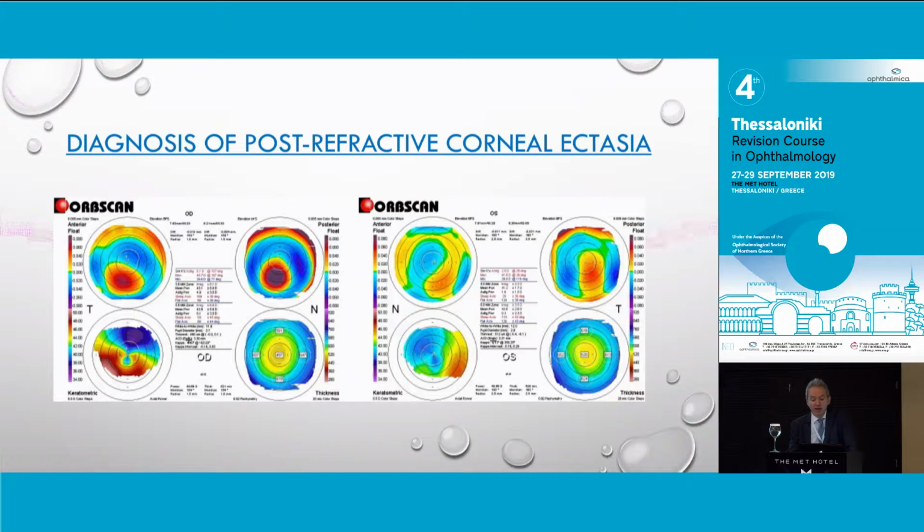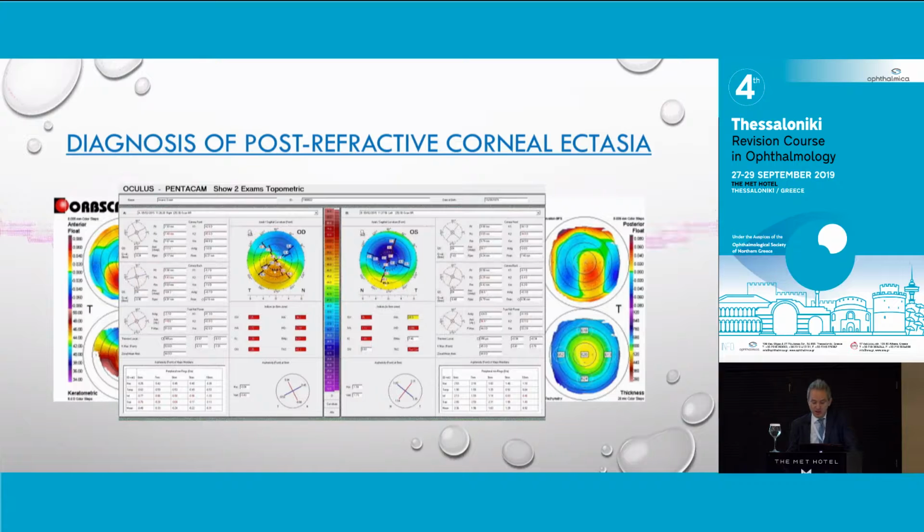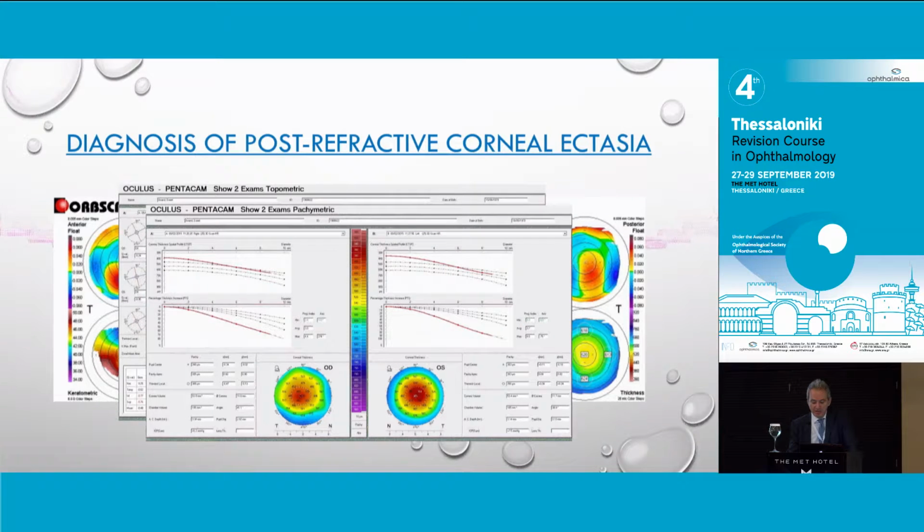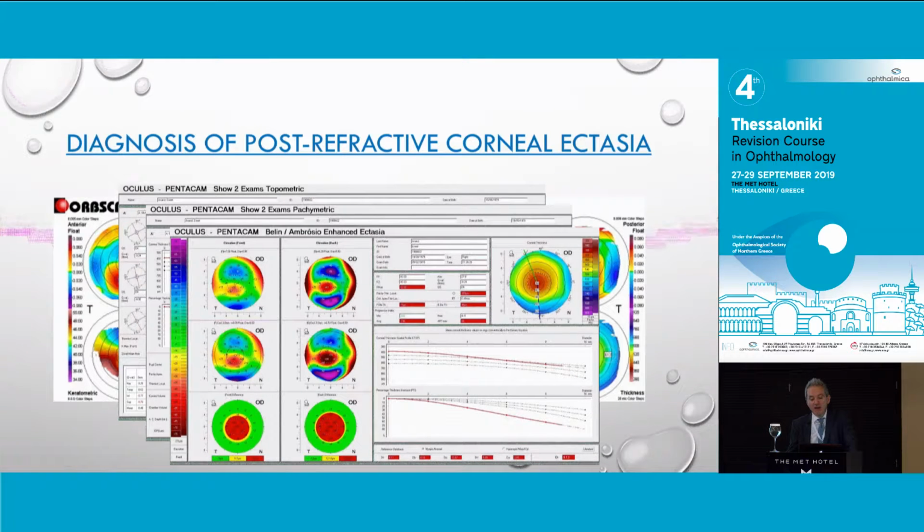And how do we diagnose it? Again, with the aid of corneal topography, where again we have the same findings, steepening. In this case, it's a central area of steepening and thinning. And again, we have back elevation of the posterior surface. I have to mention that back elevation is a finding that we don't necessarily see in post-LASIK ectasia, for example, after a SMILE.